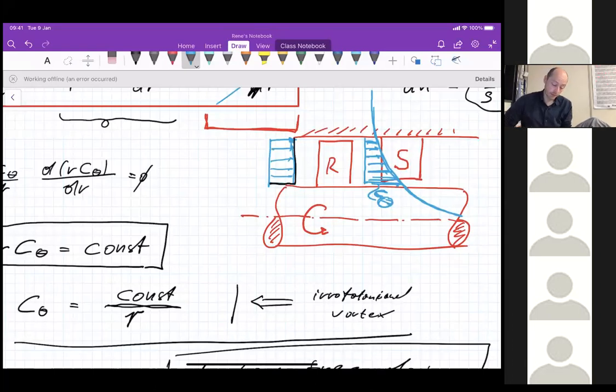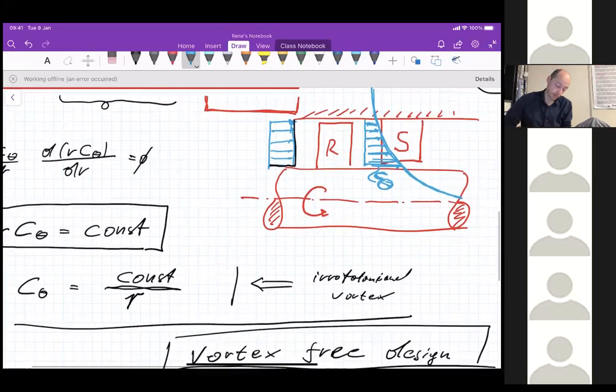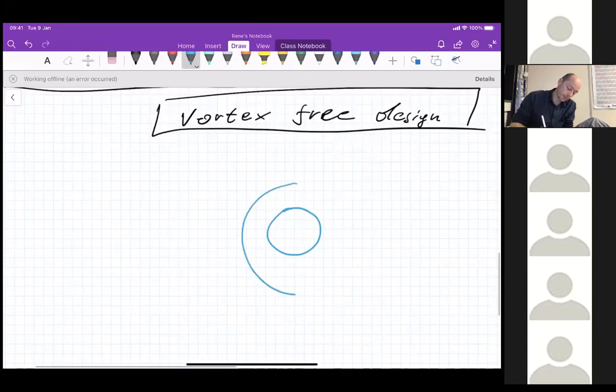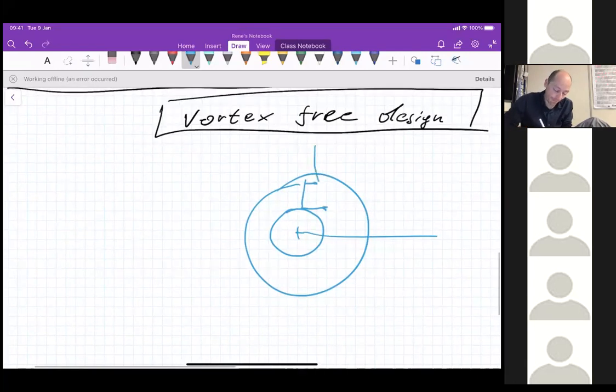And why is this called an irrotational vortex? Because you have a flow, right? If you look at it from the front, now I'm plotting it again. Let's say this is a c theta profile. So this is the c theta, and that c theta now has this distribution as a function of radius.